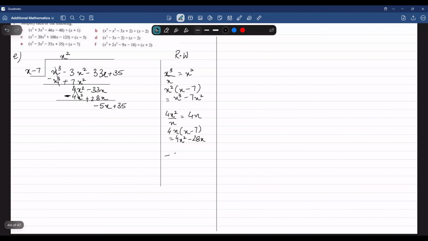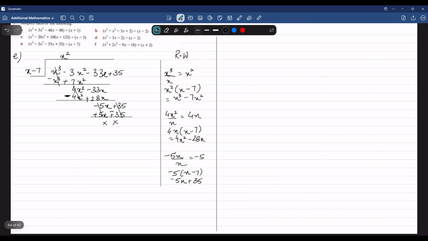Negative 5x divided by x is equal to negative 5. Negative 5 is multiplied by x minus 7, negative 5x plus 35 here. And multiply this by negative, this becomes positive, and this becomes negative, and this cancels out.